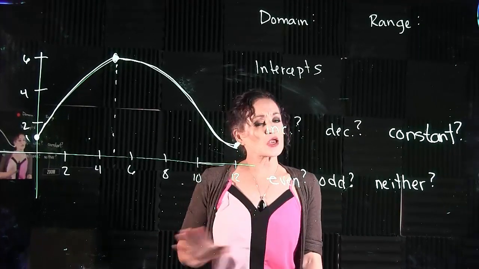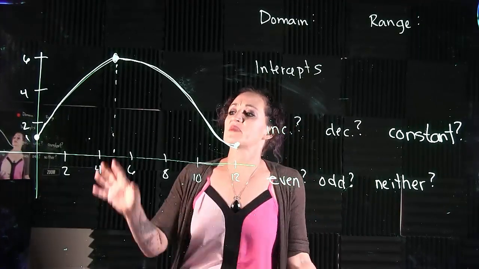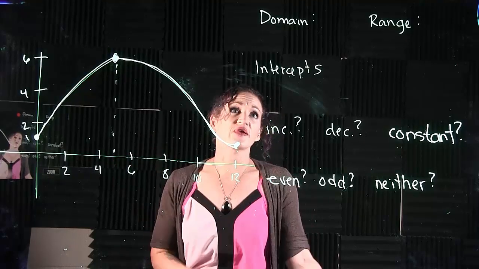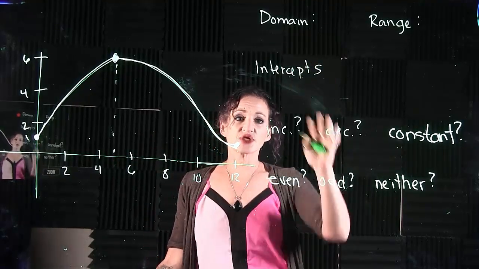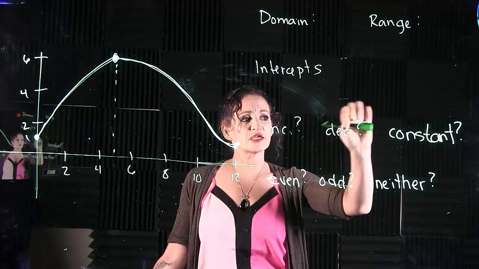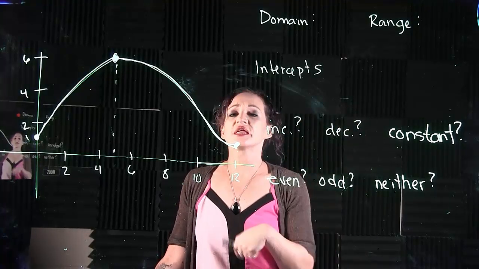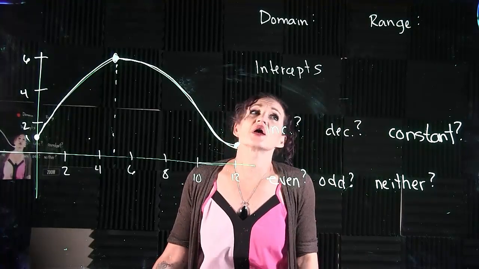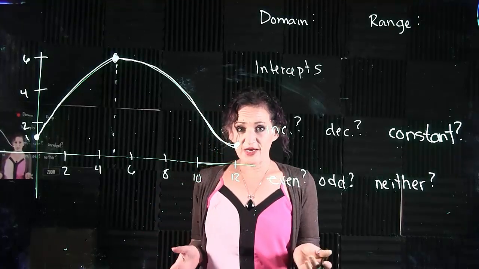In this problem, we're going to be figuring out a bunch of different things based off the given graph here. We're going to find the domain and range, intercepts, where it's increasing, decreasing, constant, and if it's an even, odd, or neither function. So first off, let's start with the domain and range.